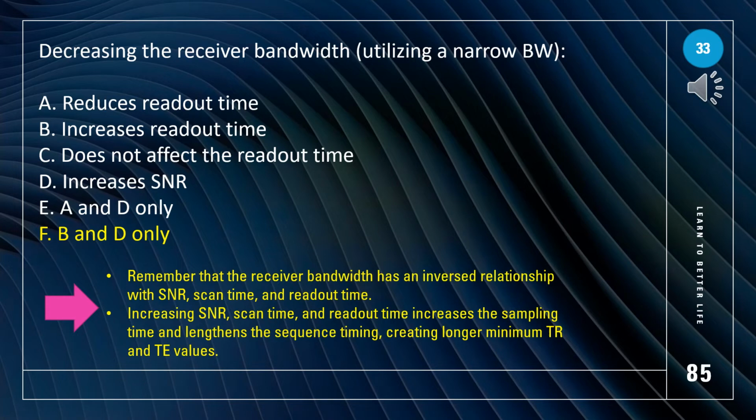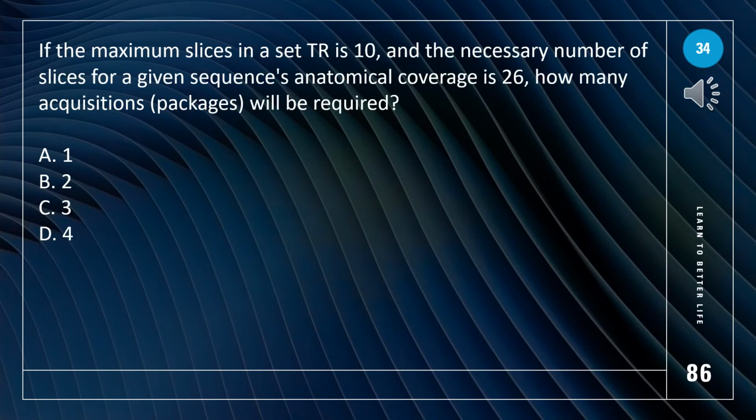If the maximum slices in a set TR is 10, and the necessary number of slices for a given sequence's anatomical coverage is 26, how many acquisition packages will be required? A. 1. B. 2. C. 3. D. 4.